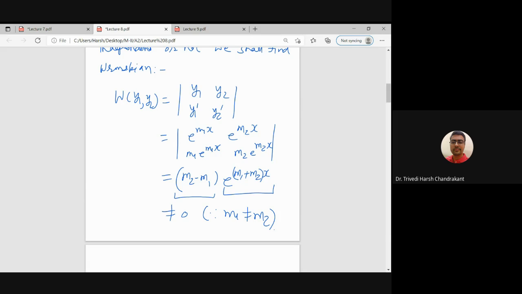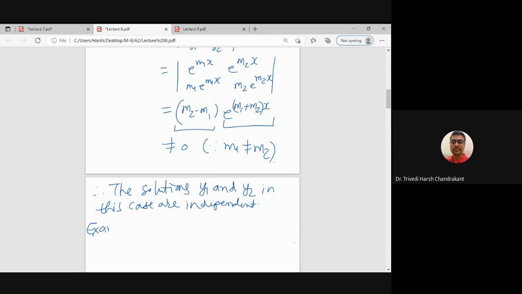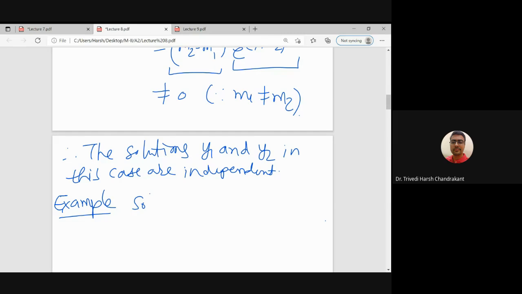So whenever we have two distinct real roots of this corresponding quadratic polynomial, we will get independent solutions. Therefore, the solutions y1 and y2 in this case are independent. Yeah, so let us see one example. So consider, we want to solve the differential equation d square y minus dy equals 0, right?